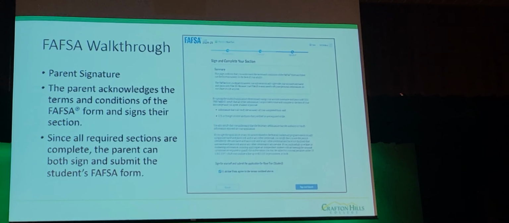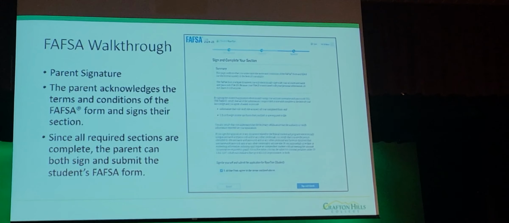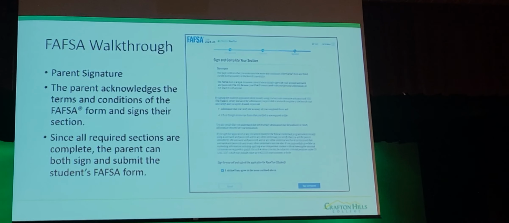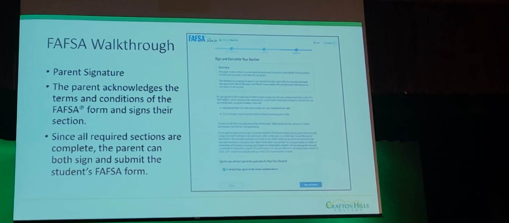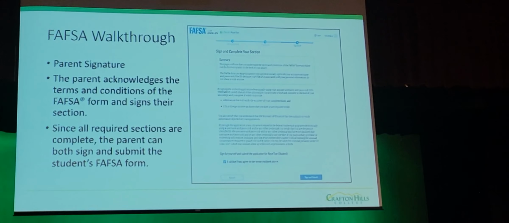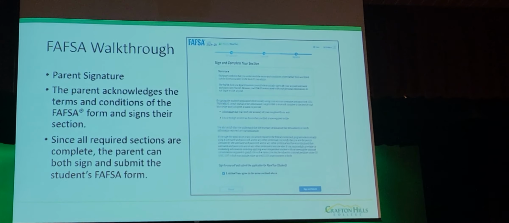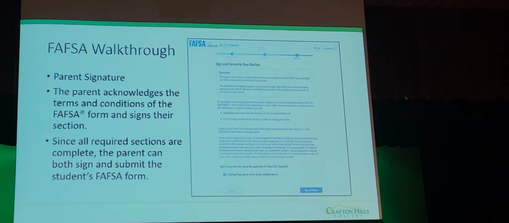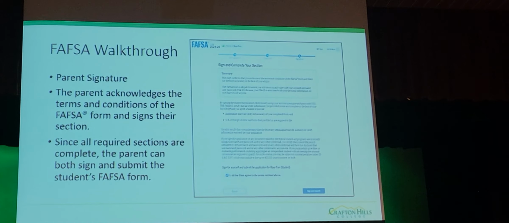So then lastly, you'll get to the sign and submit page. Technically, you as the parent can submit it if all the student needed was for you to submit the application. It'll give you the option to sign and submit. Once you select sign and submit, the student will get an email that says, hey, your parent did their application and your application as a whole has been submitted. Can you go to the next slide, please?